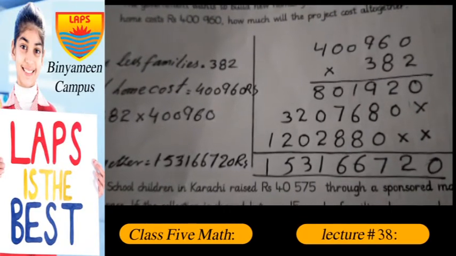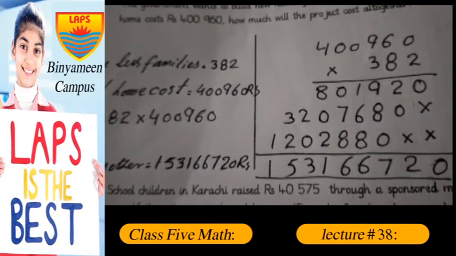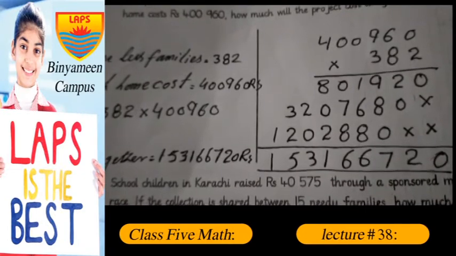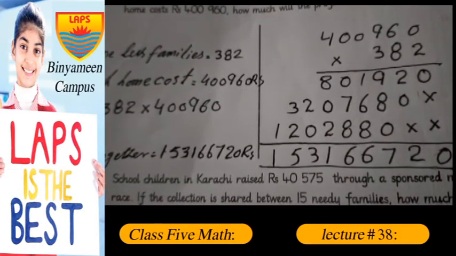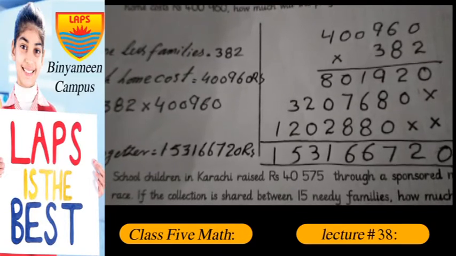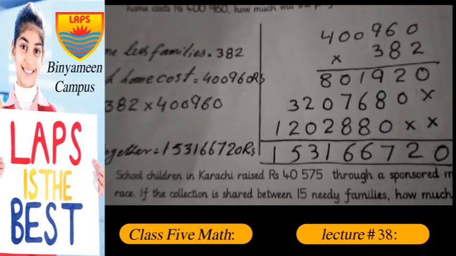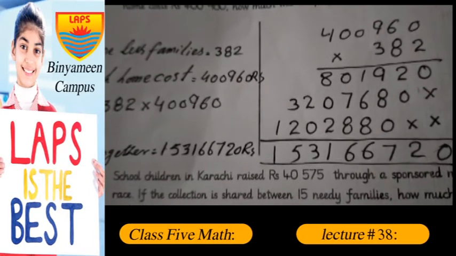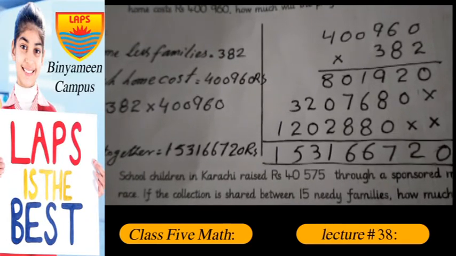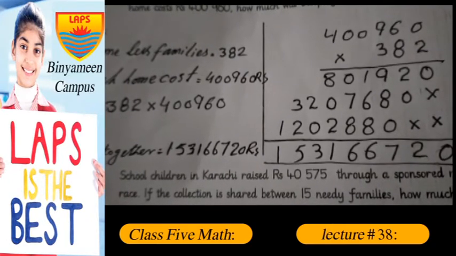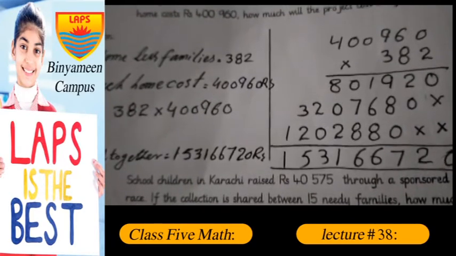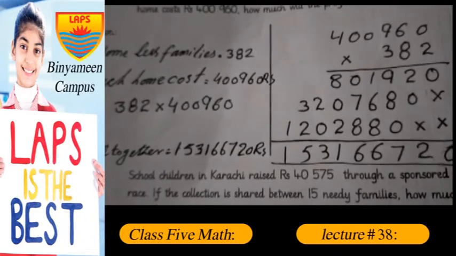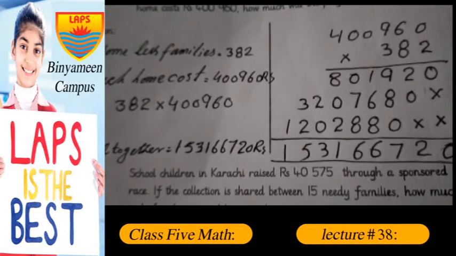Now 300. 3 sixes are 18, 1 carry. 3 nines are 27 plus 1 is 28. 1 carry. 200. 2 carry, 3. 300 place 2, 3 fours are 12.